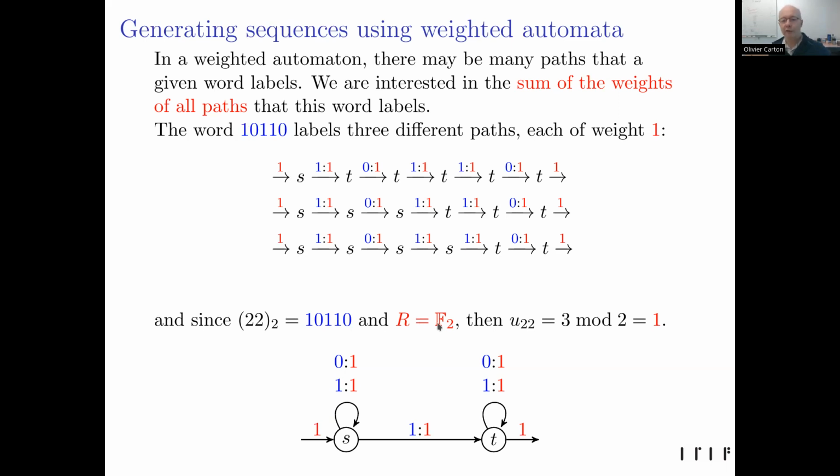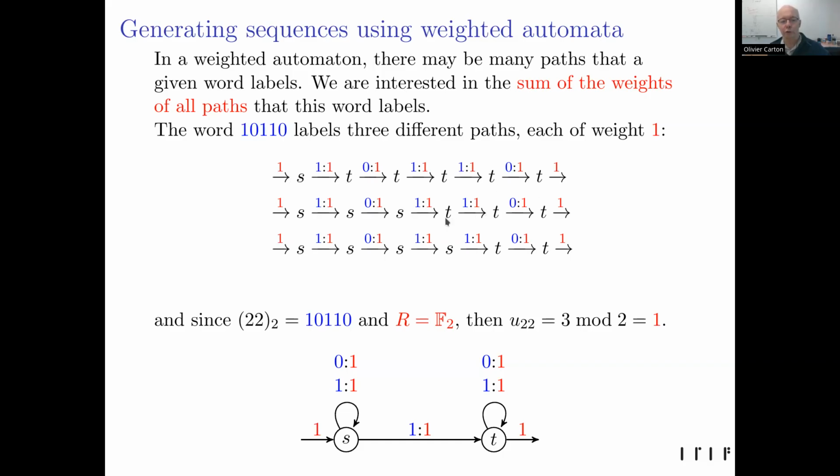And then the field is again the finite field F2. Actually, we are looking at all runs labeled by this word, but since the only state with non-zero initial weight is S, we start the runs in S, and since the only state with non-zero final weight is T, we consider runs ending in T. And then we have 3 runs.